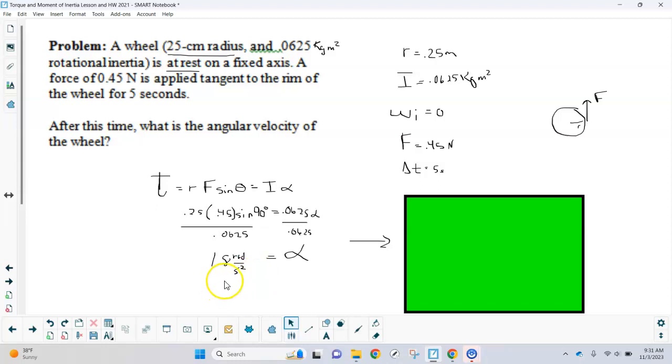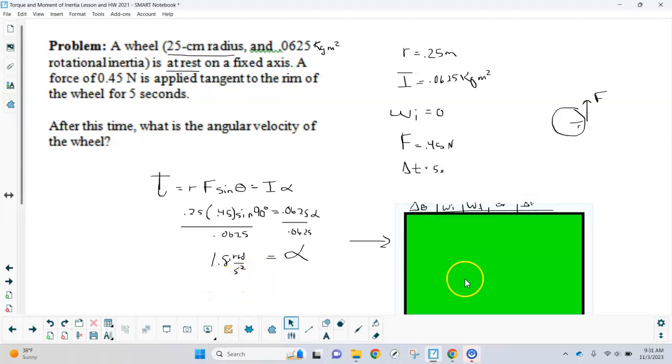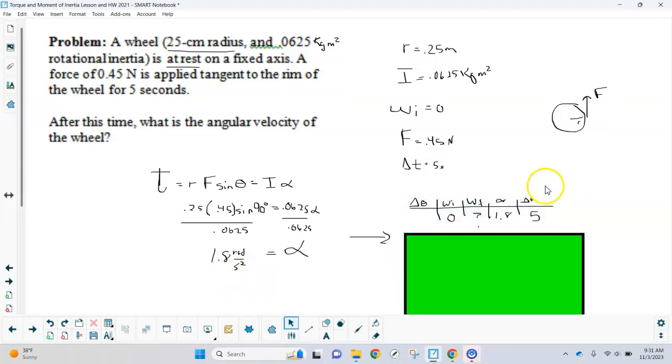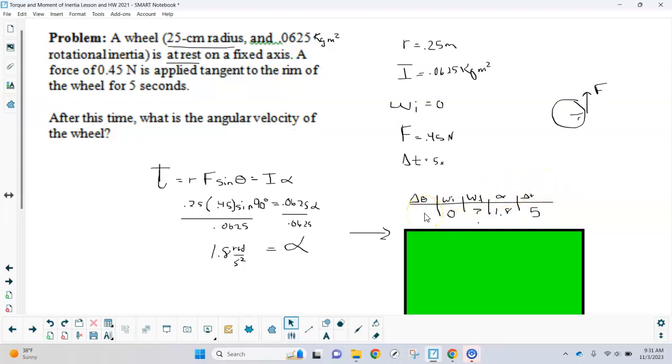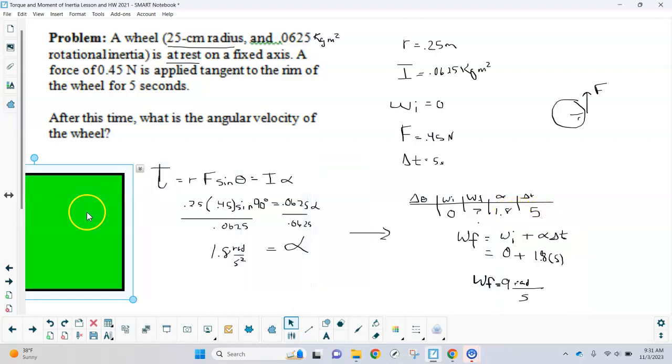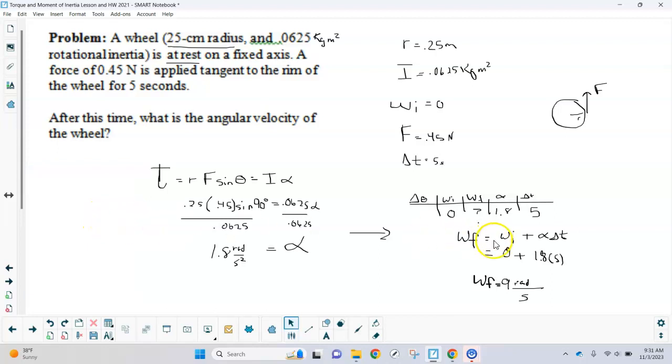So if you solve for alpha, you get 1.8, and then it just becomes a kinematics problem. So in the kinematics problem, you go to the chart, just like we did in the past. So delta theta, we didn't tell anything about it, didn't ask us, so that's going to be the equation that we want that doesn't have delta theta. The initial velocity was 0. The final velocity is what we're solving for. We know the acceleration is 1.8, and we know the time is 5. So plugging into that formula, omega F equals omega I plus alpha T, we solve and we get 9 radians per second. So that's the speed of the wheel at the end of that 5-second interval.